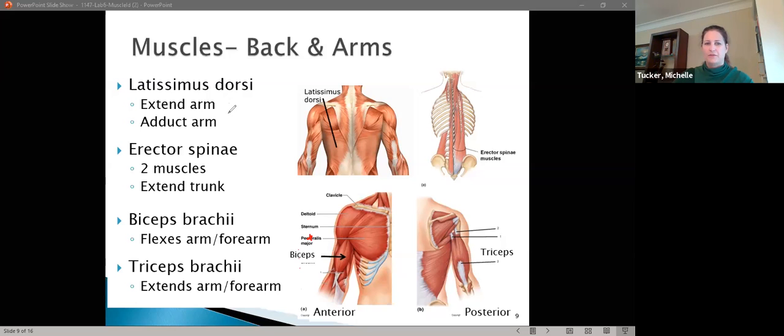So we're going to move on now. Latissimus dorsi is still going to be moving the arm at the shoulder, and then we're going to be talking about the upper arm muscles. So latissimus dorsi, this is the muscle that gets very enlarged in swimmers.